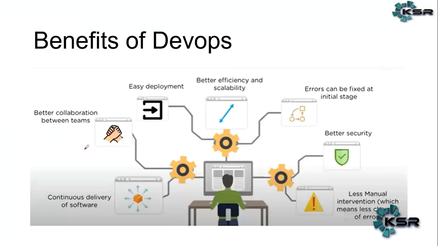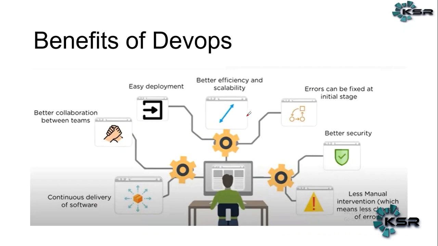Okay, so in this we are going to collaborate with multiple teams, because the dev team and operations team are coming, so we are going to interact with them. And also continuous delivery is happening because of these tools, and also less manual intervention, because we are going to use multiple tools in between. So errors can be fixed at an initial stage, in the sense that whenever there is one line of code, two lines of code, we are going to build that, so that we can fix those issues. And these are some of the benefits.